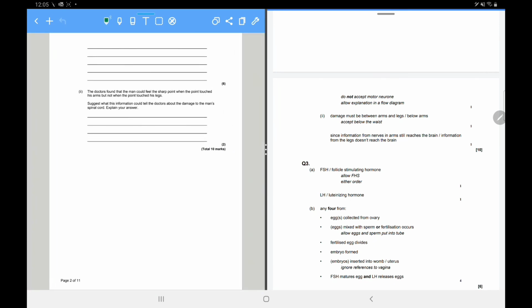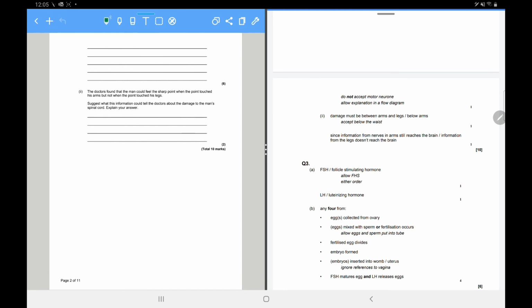Next part. The doctors found that the man could feel the sharp point when the point touched his arms, but not when the point touched his legs. Suggest what this information could tell the doctors about the damage to the spinal cord. Explain your answer. So we're talking about a situation where there is an impulse being received from the arms, but not the legs. We're talking about 2 marks here. We're looking for 2 points which talk about some kind of barrier from the legs to the spinal cord, but not from the arms.